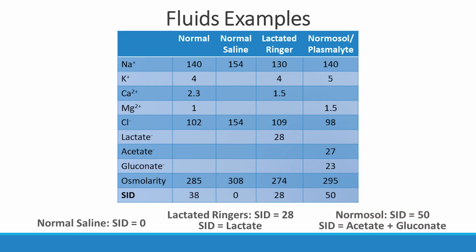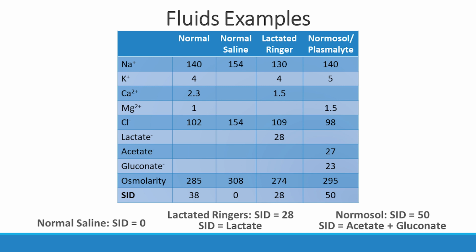Here's some fluid examples. So normal, we talked about, you have a sodium of 140, you have a chloride of 102, you have a normal SID of 38. Now, normal saline has 154 and 154. That gives you a SID of 0. So you can see how extremely acidotic it is. Lactated ringer, when you add up all the positives and negatives, you end up with a SID of 28. And then with Normasol and Plasmolite, you end up with a SID of 50.